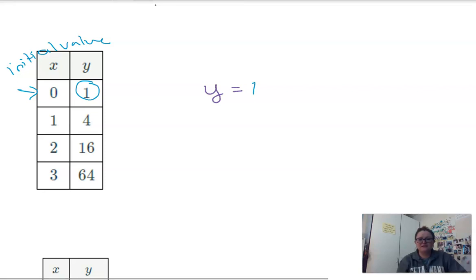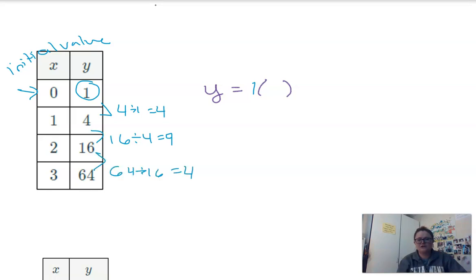Then you're going to have some parentheses, and you're going to put whatever number we're multiplying by. To figure out what we're multiplying by, we have to divide. 4 divided by 1 is 4. 16 divided by 4 is also 4. And then just one last check: 64 divided by 16 is also 4. So 4 is the number we're multiplying by, and then your power is just x. That's really all there is to it. You're just putting it into that formula.